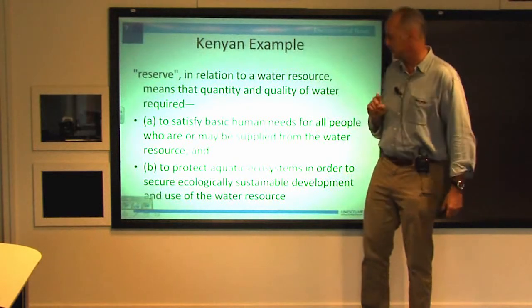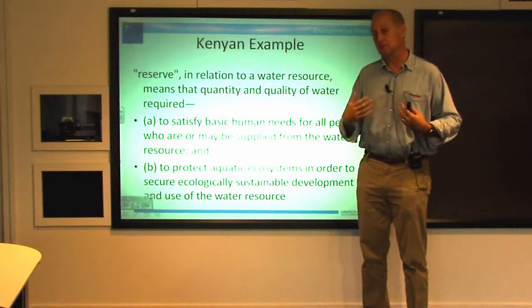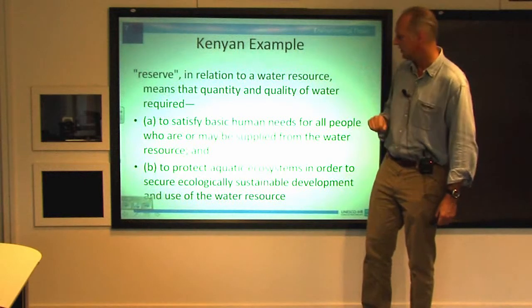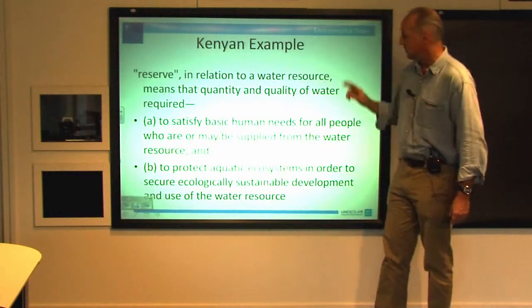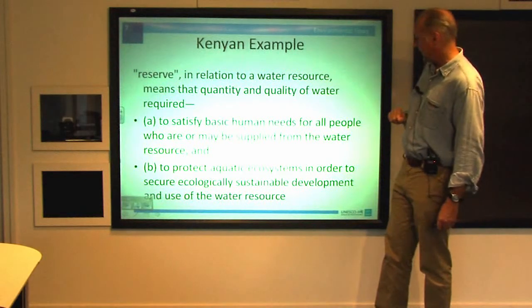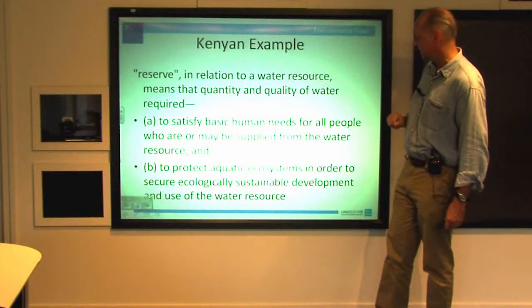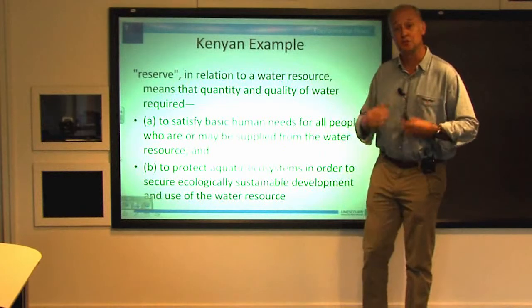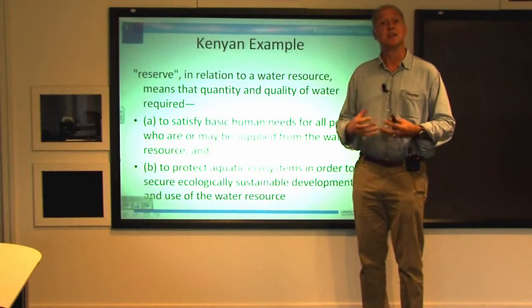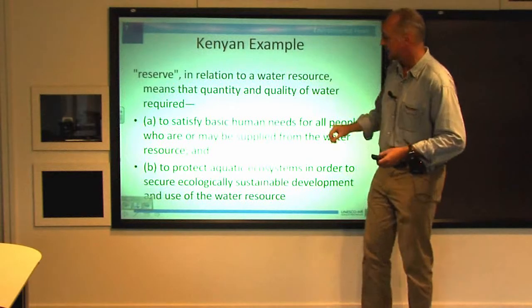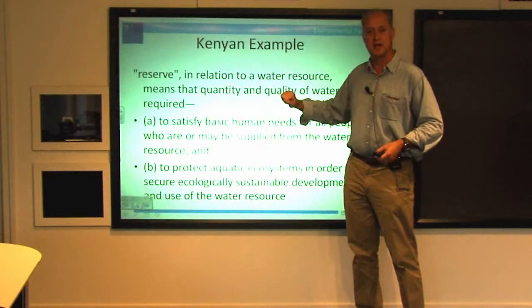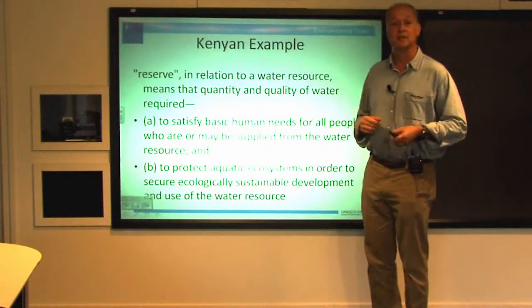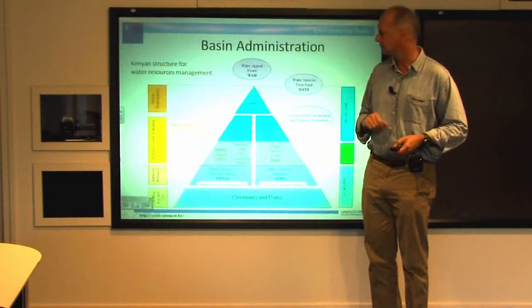But the second component of the reserve, which is usually a requirement of considerably more water, is components of a flow regime. Part B within the reserve calls for protecting aquatic ecosystems in order to secure ecologically sustainable development and use of the water resources. So this is the definition, or close to the definition, of environmental flows that is applied very widely in the world. So we can see that in achieving the reserve in East Africa, these basic human needs will be met, but also the objective of preserving the vitality of aquatic ecosystems will be met.